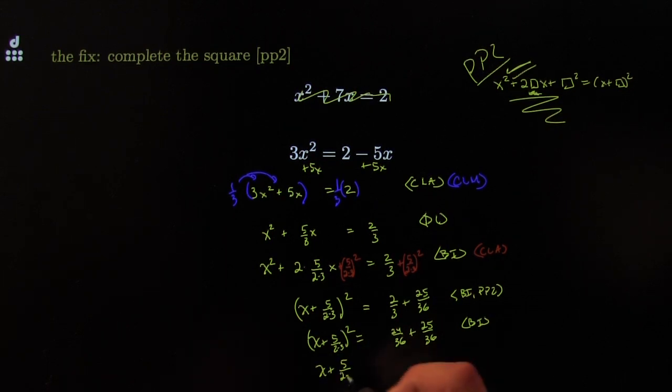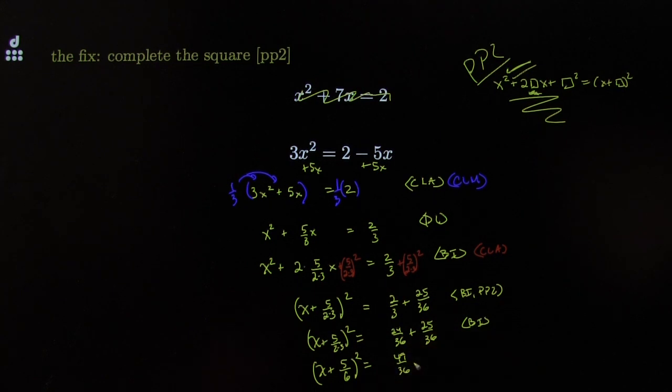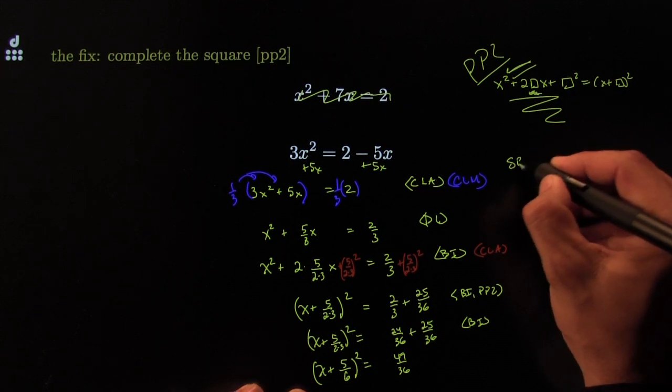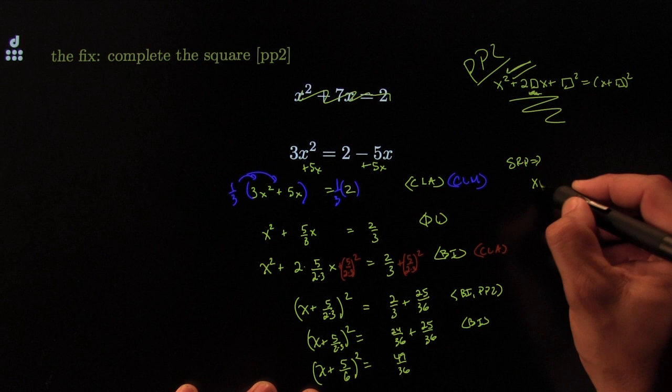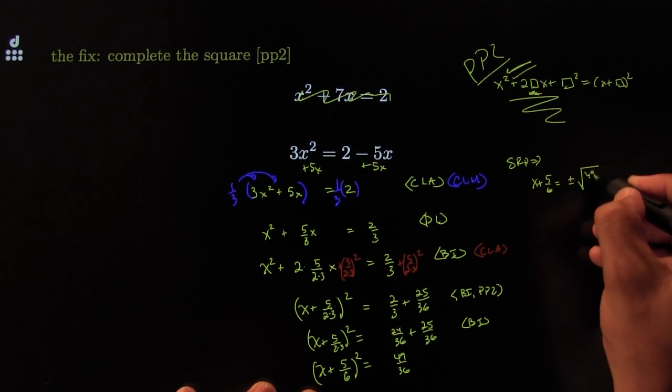5 over 2 times 3, I could write 6 too. Sometimes I don't really like to write 6 because it's pattern hiding. Anyways, it looks like 49 over 36, I reckon here. So then we use SRP, the square root property, which would say that x plus 5 over 6 is equal to plus or minus the square root of 49 over 36.